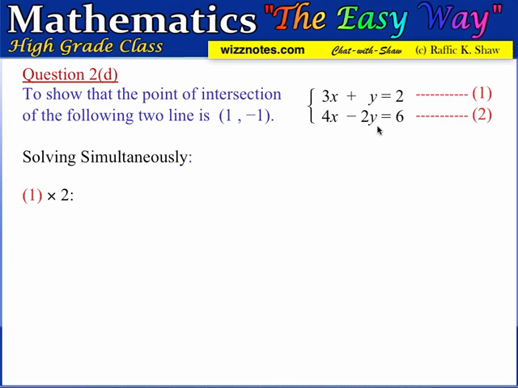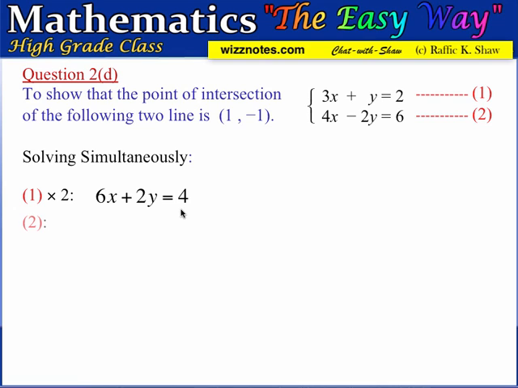I'm going to multiply the first equation by 2 to create a positive 2y, so I can eliminate the y from the two equations. When I multiply this first equation by 2, I multiply each term by 2. 3x multiplied by 2 is 6x. The y here multiplied by 2 is 2y. And the 2 on this side multiplied by 2 is 4. So when I multiply equation 1 by 2, this is the result.